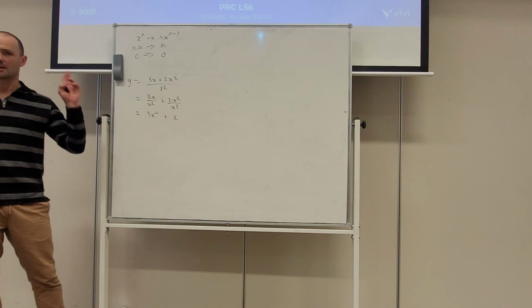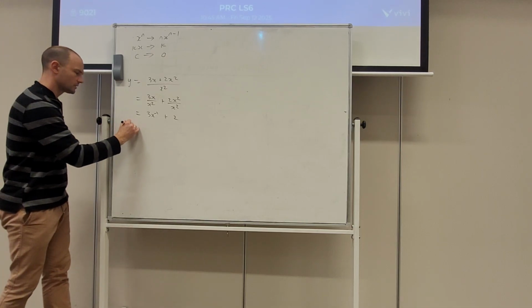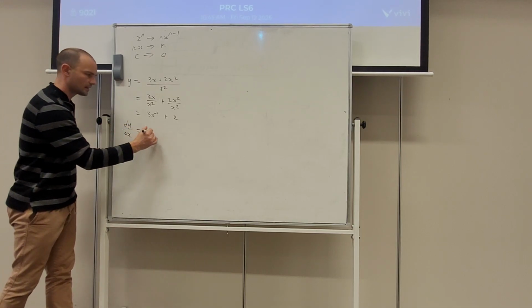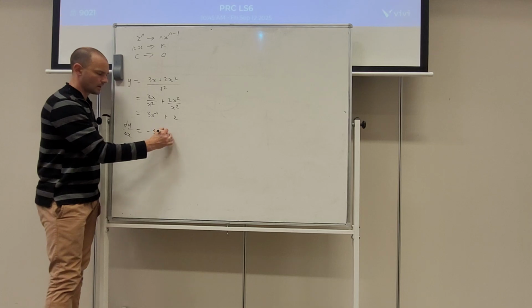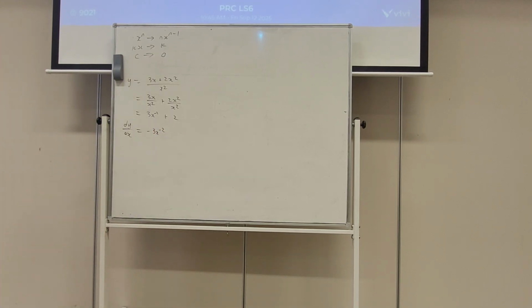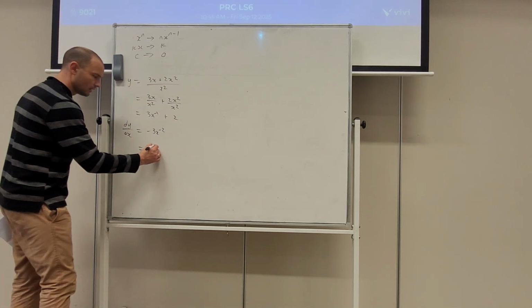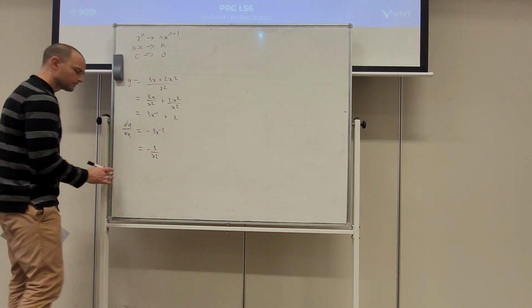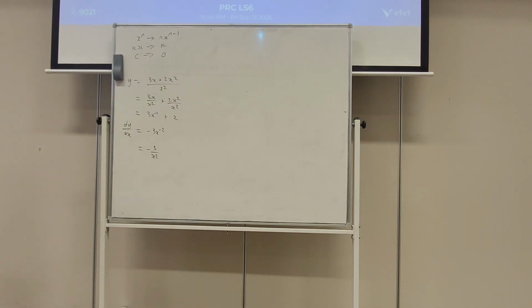Now we differentiate. Make sure you use your correct notation. We go to dy on dx equals minus 3x to the minus 2, and the 2 disappears. And of course, we remember the textbook likes to simplify, although in the exam it frequently says no need to simplify. So read the question carefully.